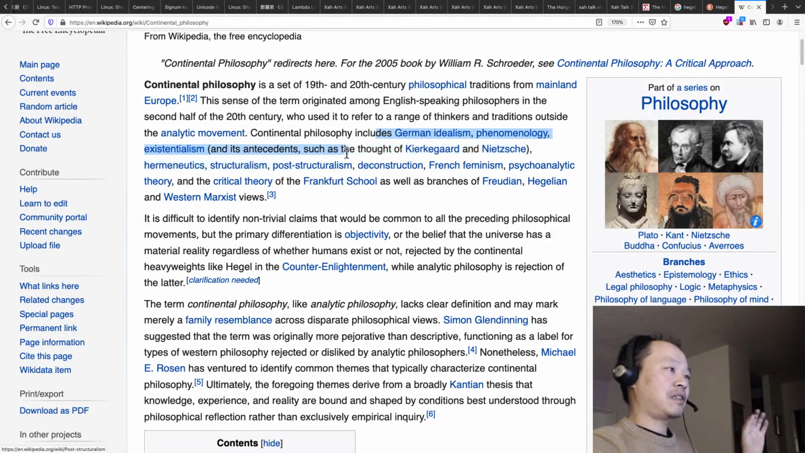So continental philosophy is these kinds of things, and structuralism and post-structuralism, that's another big one, and deconstruction, a big one. Now we are getting closer and closer to today.